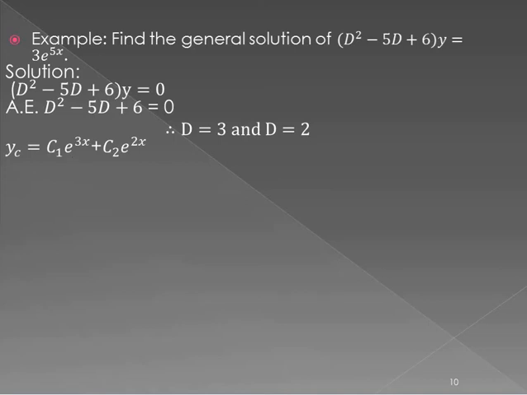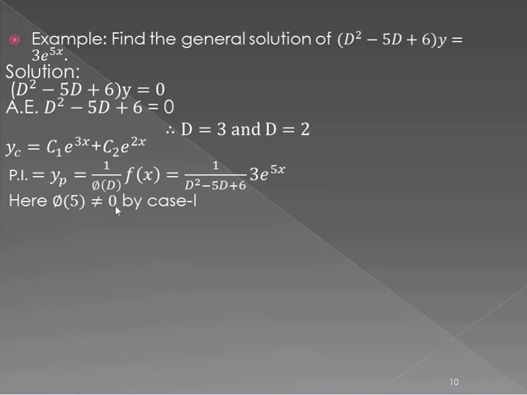Now we have to calculate the particular integral by using the shortcut method case first. So the general form of P.I., denoted by yp, is equal to 1 upon phi of D f of x. Now here phi of D is D square minus 5D plus 6 and f of x is 3 times e raised to 5x. Here phi of 5 is non-zero because 5 square is 25, 25 minus 5 into 5, that is 25, plus 6. So 25 minus 25 plus 6 is 6, not equal to 0. So phi of 5 is non-zero.